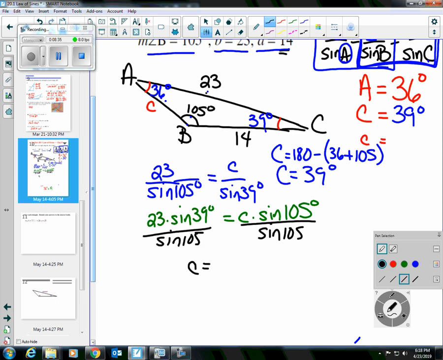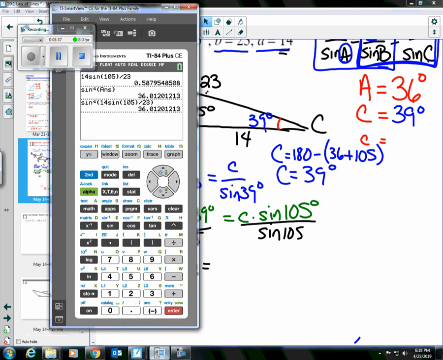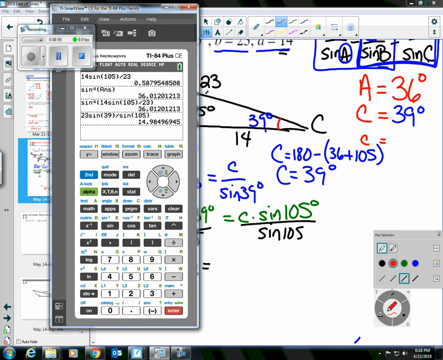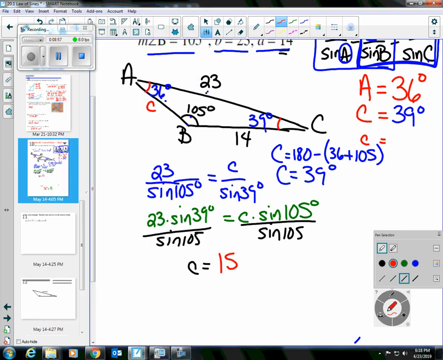And I can get that solution. So let's go ahead and see what that would be here. So we've got 23 times the sine of 39 degrees, and then divided by the sine, don't forget to finish off that parenthesis, right? 105. And we get 14.98. So if we want to round to the nearest whole number just to make life easy, looks like that would be about 15. So let's talk about reasonableness here.